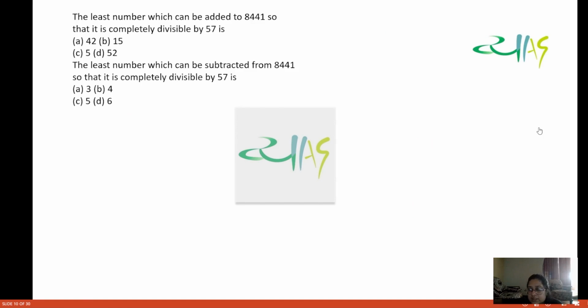guys, look at this question. It is saying the least number which can be added to 8441 so that it is completely divisible by 57 is. Okay, least number which can be added to 8441 so that it is completely divisible by 57.